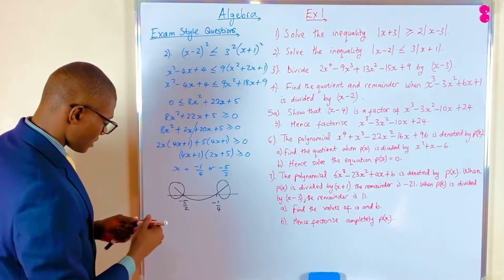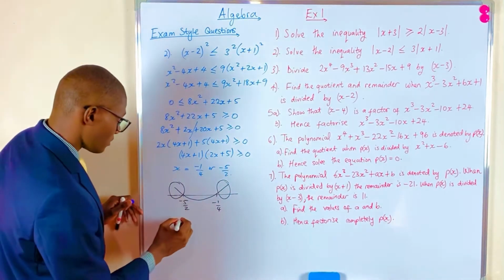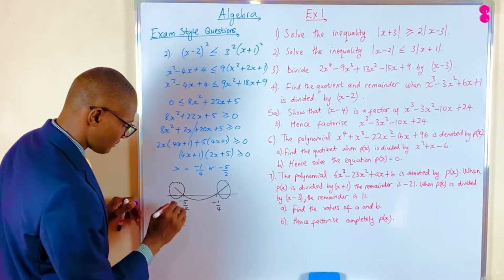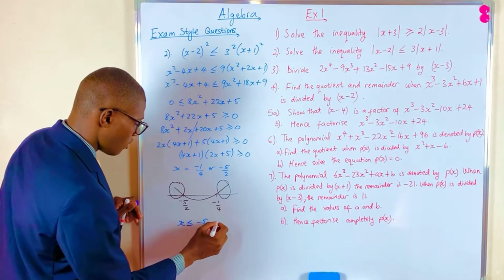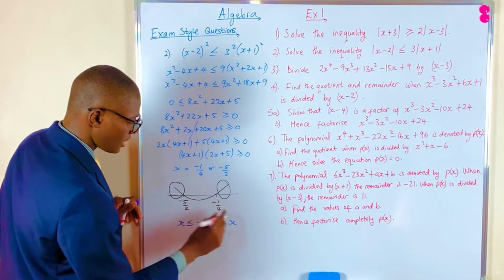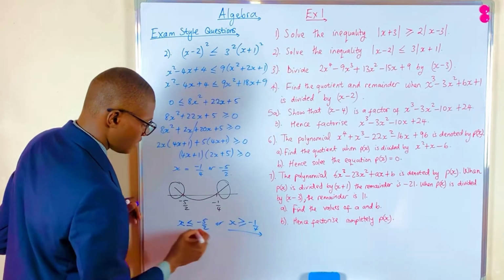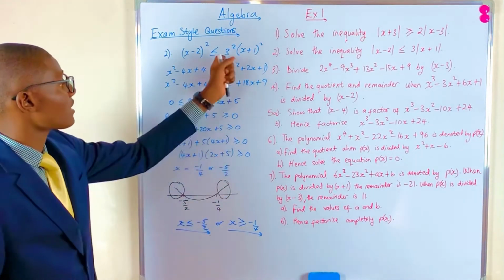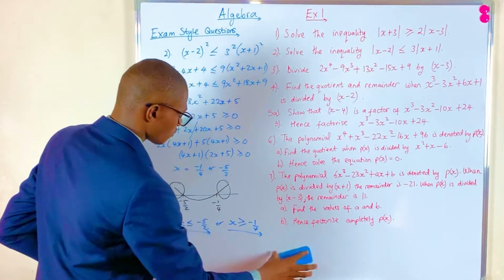So this region is given by the set of values for which x is to be less than or equal to minus 5 over 2, or x is to be greater than or equal to minus 1 over 4. So these are the two solutions that will satisfy that inequality. So this was number 2. Now we shall move on to look at number 3.